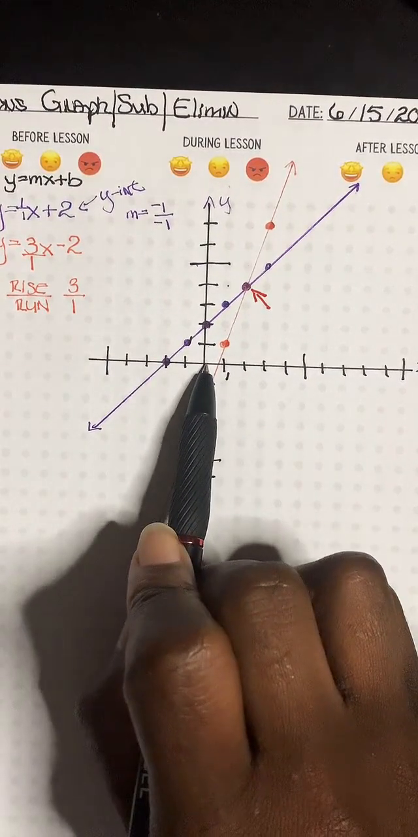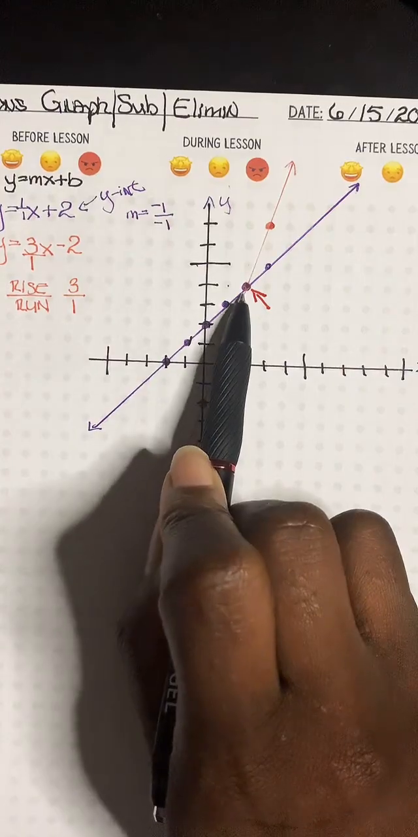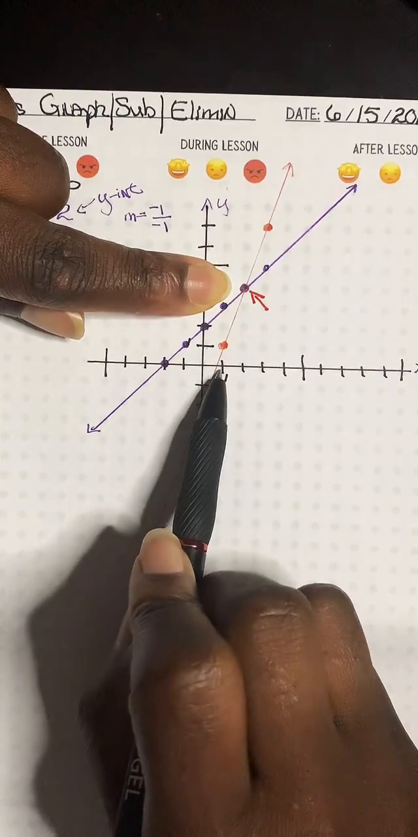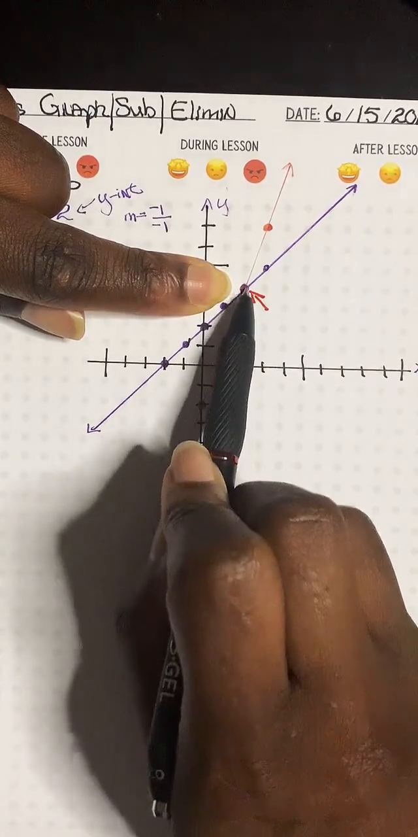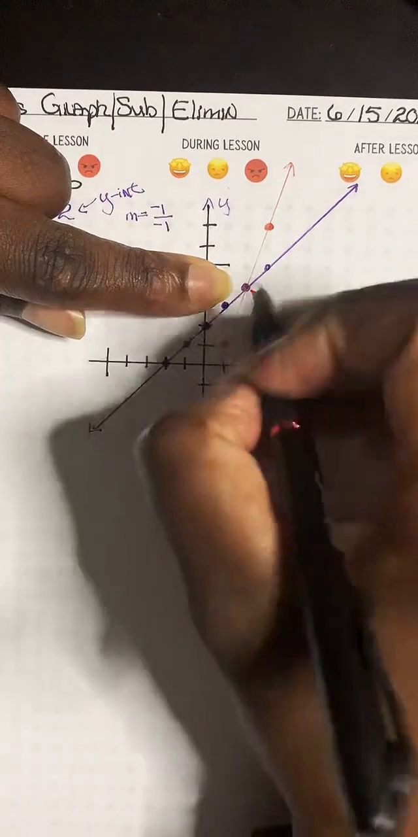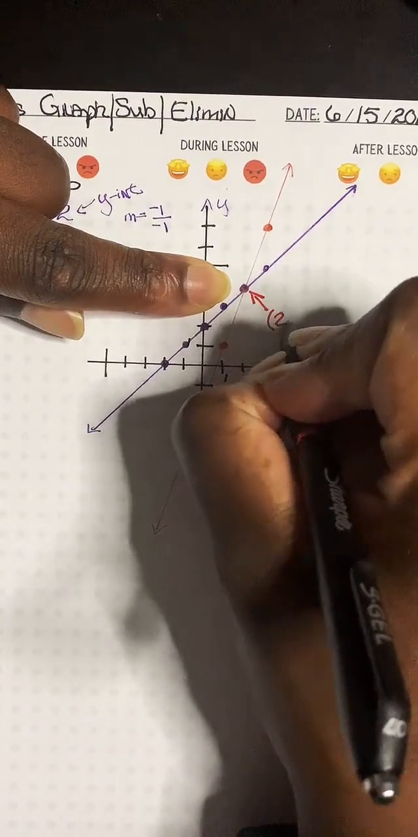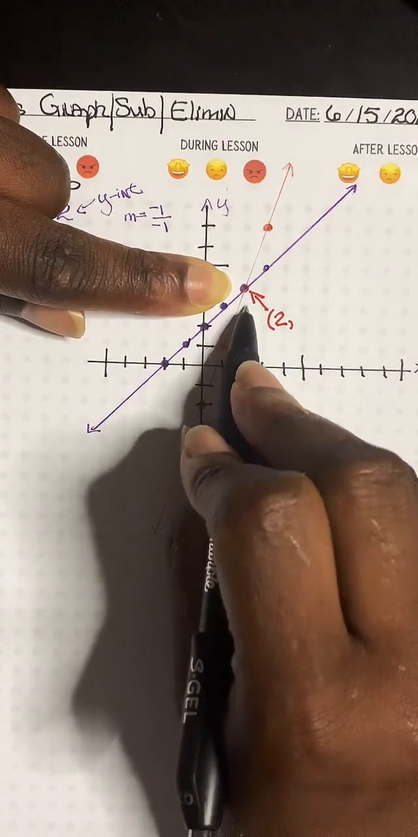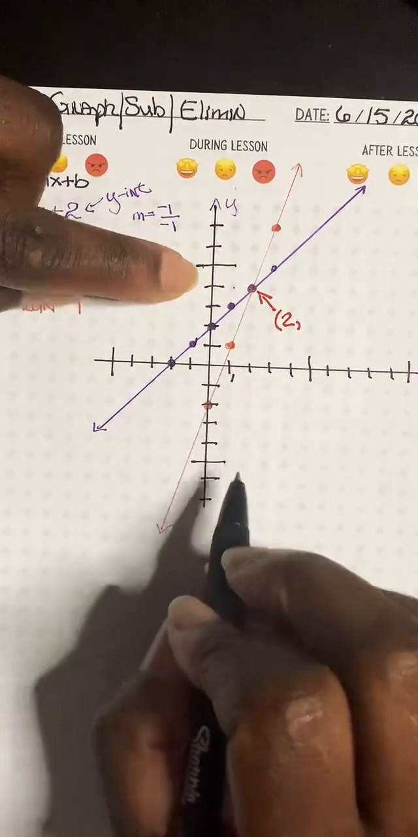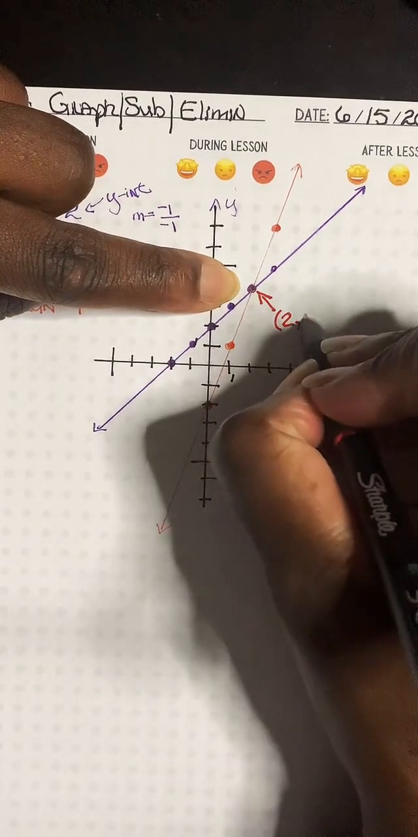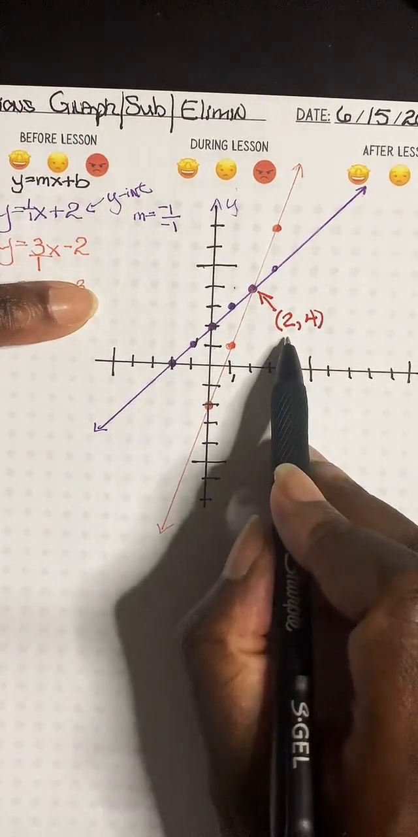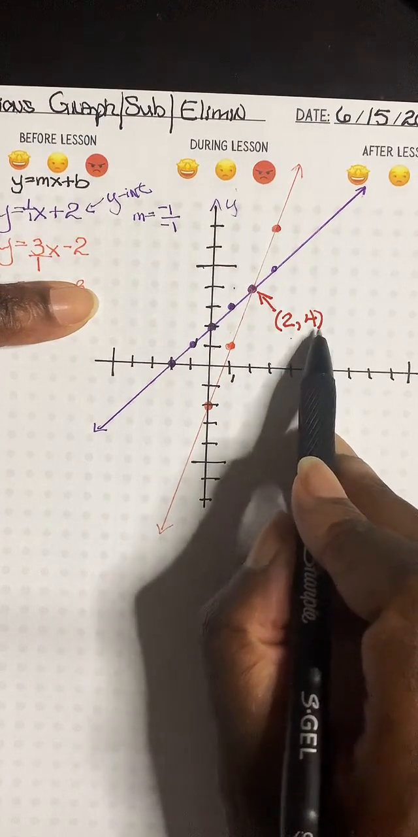So if I start at the origin, I can figure out my x value of that point, this point right here. I will go over 1, 2. So it's lined up with the 2 of your x value. Then I go up 1, 2, 3, 4. So it's at the 4 on the y-axis. So your point of intersection is at (2, 4).